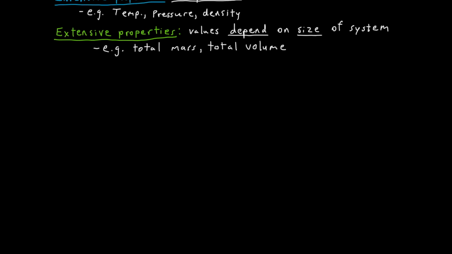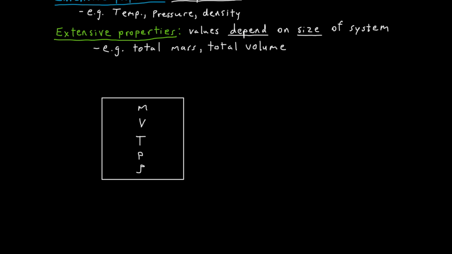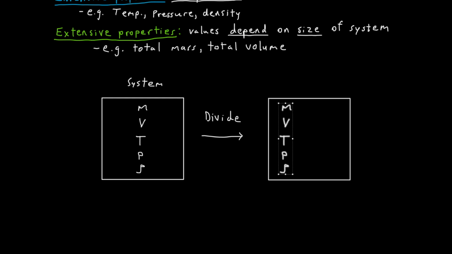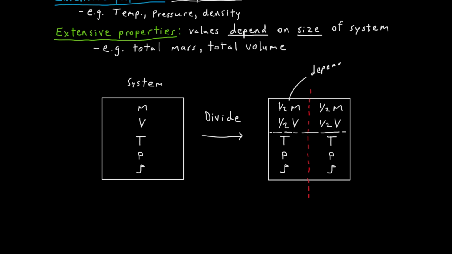And now to help further demonstrate intensive and extensive properties, I'll go ahead and draw a sketch here as referenced in the book. So this square practically represents a system which is made up of mass, volume, temperature, pressure, and density. And now if we were to evenly divide this system in two, just like so, then we would notice that our two extensive properties, mass and volume, will be divided in half because these properties are again dependent on the size of the system.